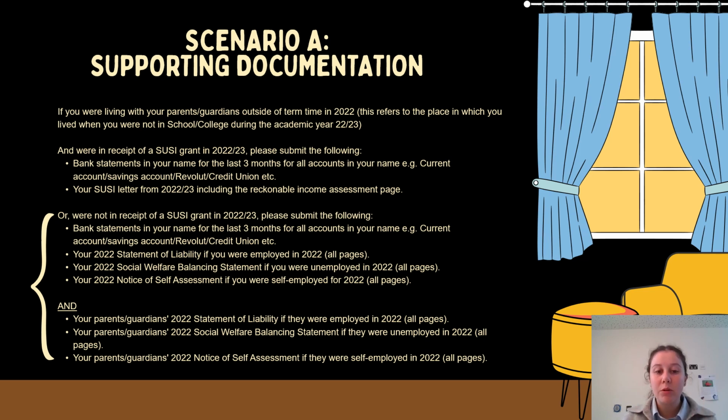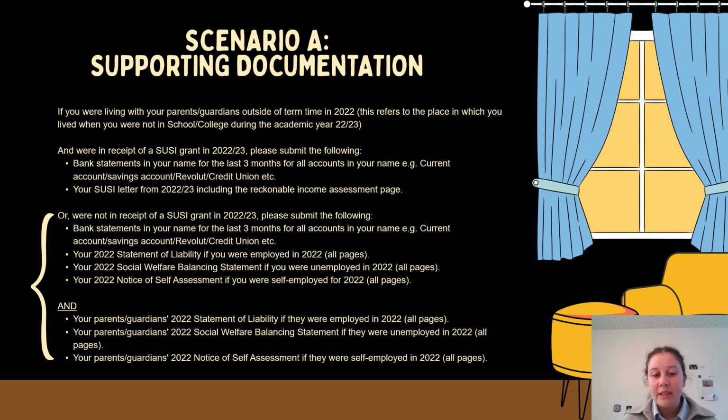So if you're living with your parents in 2022 and you were on a SUSI grant, I want 3 recent bank statements, so April, May, June of this year, plus your 22-23 SUSI letter. If you were living with your parents or guardians outside of term time in 2022 and were not on SUSI, I'm still going to need 3 months bank statements from you.